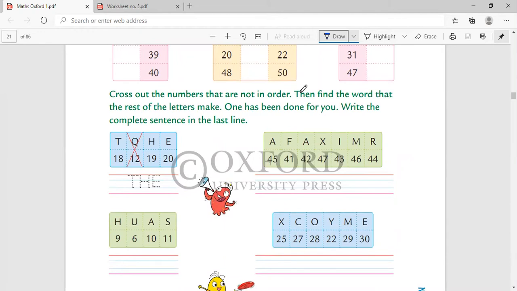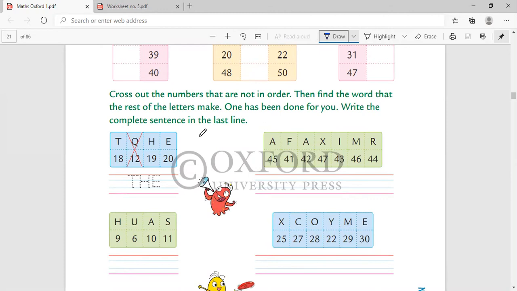I was just taking the third standard evaluation and I saw you almost get coding for 3 to 4 marks when you're going to the higher classes. It's a very easy concept, but understanding of the concept is important. Now see how the coding works. Cross out the numbers that are not in order. So for standard 1, we are only going to do numbers from 1 to 50 as of now, and then backward 50 to 1, as you all know. 0 has no value. Then find the word that the rest of the letters make. 1 has been done for you. Write the complete sentence in the last line.